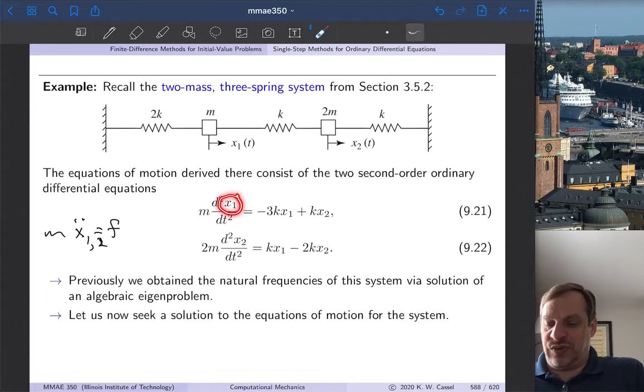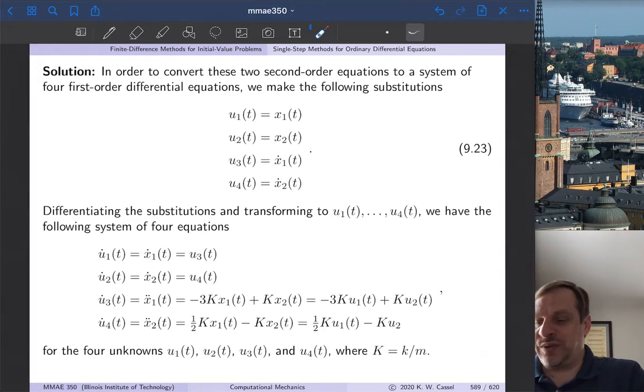So again, we have 2 dependent variables, x1 and x2. They're coupled together because they both appear in both equations, and let's convert that to a system of equations. So our new variables will be u1, u2, u3, u4. u1 is x1, u2 is x2, and then u3 is the first derivative of x1, and u4 is the first derivative of x2. Once again, we differentiate each of these 4 substitutions to get our new system of equations.